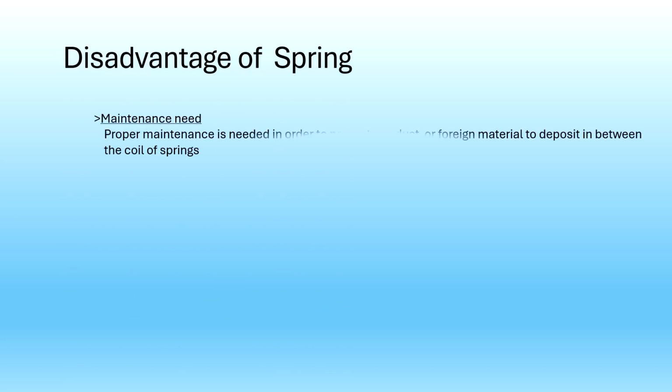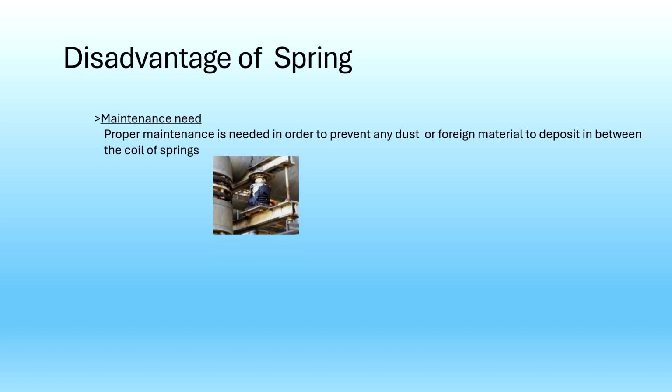Now let's see the disadvantages. Maintenance need: proper maintenance is needed in order to prevent any dust or foreign material from depositing between the coils of the spring. When it's open, you can see here it got rusted, and dust particles or foreign material can get inserted between the coils.